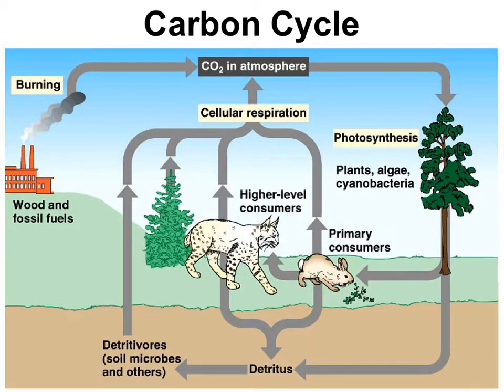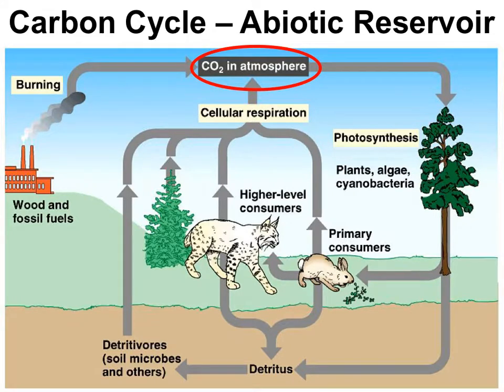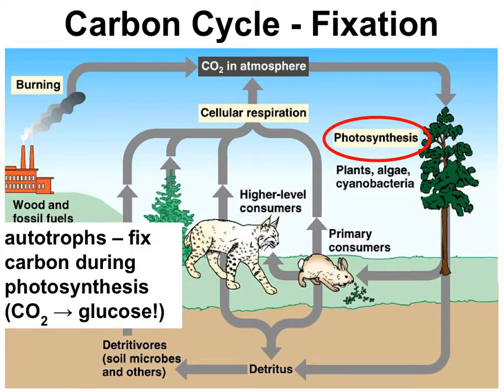Here's the carbon cycle represented as a diagram. Let's start with the abiotic reservoir. The abiotic reservoir for carbon is the atmosphere, where carbon is found as carbon dioxide gas.